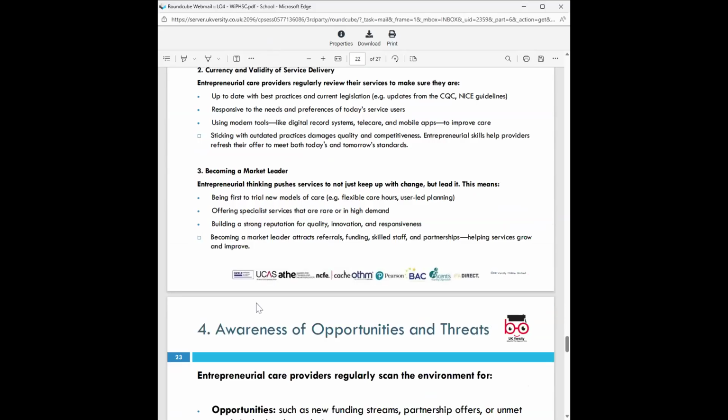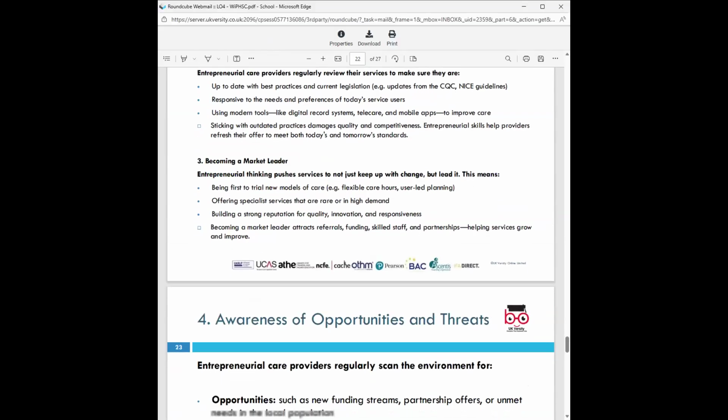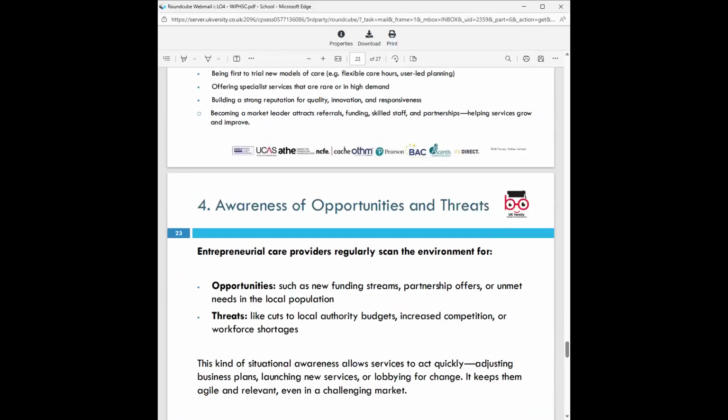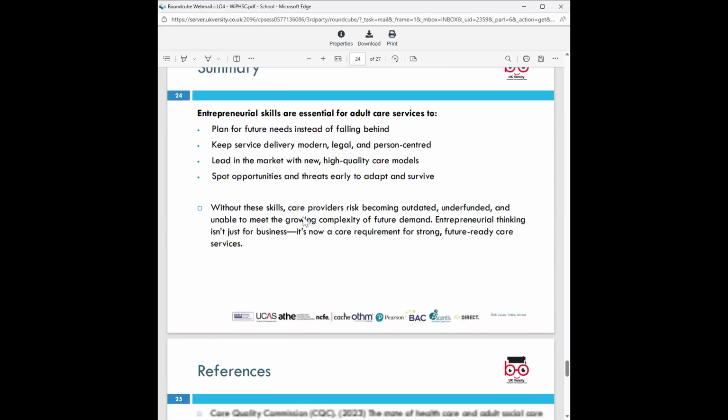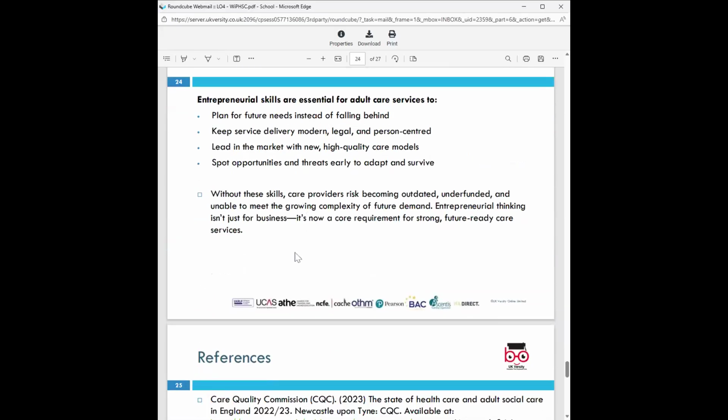Becoming a market leader, being the first to try any sort of new models, flexible working hours, offering specialist service, building this quality service and becoming a market leader. Awareness of opportunities and threats. Opportunities such as new funding streams, partnerships or unmet needs, and threats like cuts in local authority. And then a summary in regards to entrepreneur skills.